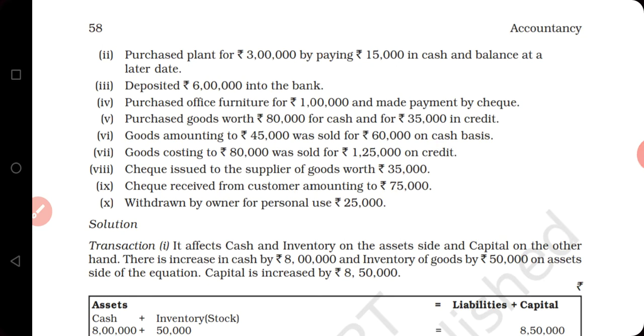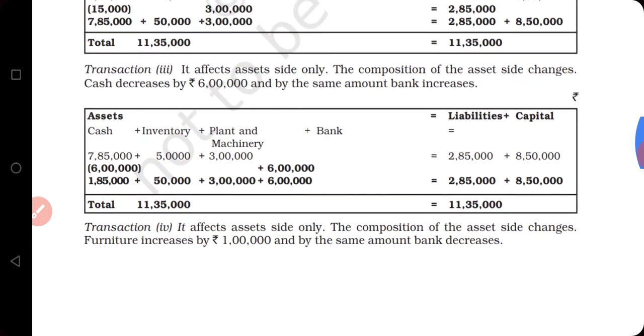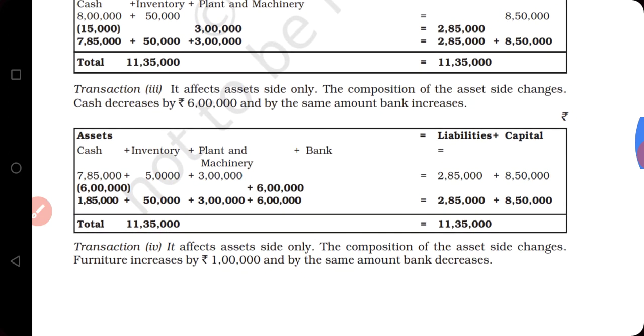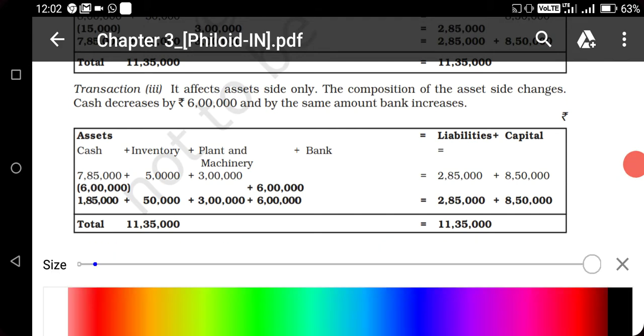Deposit rupees 6 lakh into bank. So in the transaction number next, we are depositing rupees 6 lakh into bank. So first of all our cash balance will be reduced. So see here under the cash title rupees 6 lakh will be reduced, and we will make another title bank. Bank is also the asset, and after that we will write here rupees 6 lakh.